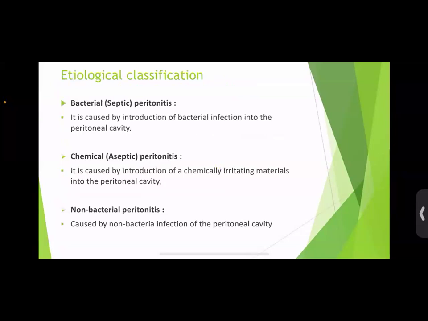So etiological classification, that means the causes. Under etiological classification, we have bacterial peritonitis. It is caused by introduction of a bacterial infection into the peritoneal cavity. Chemical or aseptic peritonitis is caused by introduction of a chemically irritating material into the peritoneum, such as pancreatic enzymes or rupturing of the gallbladder and releasing bile. And then you have non-bacterial peritonitis. It's caused by a non-bacterial infection, either fungal or viral.